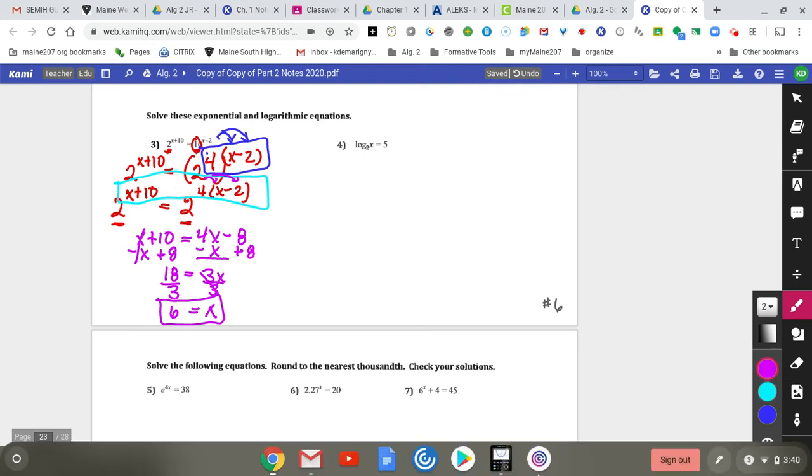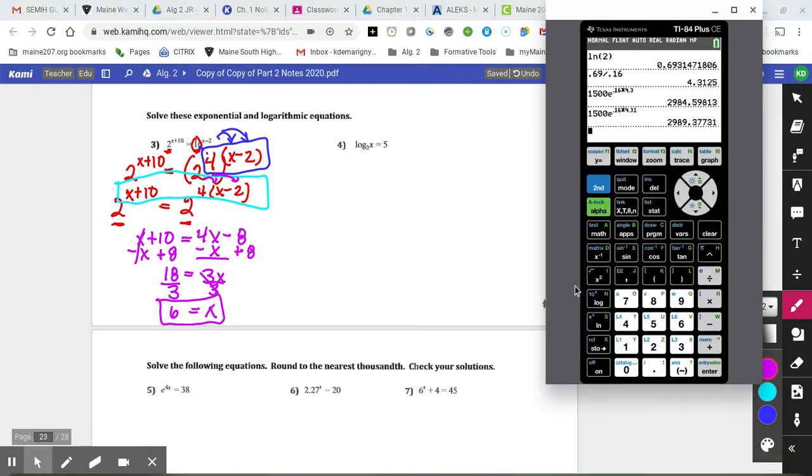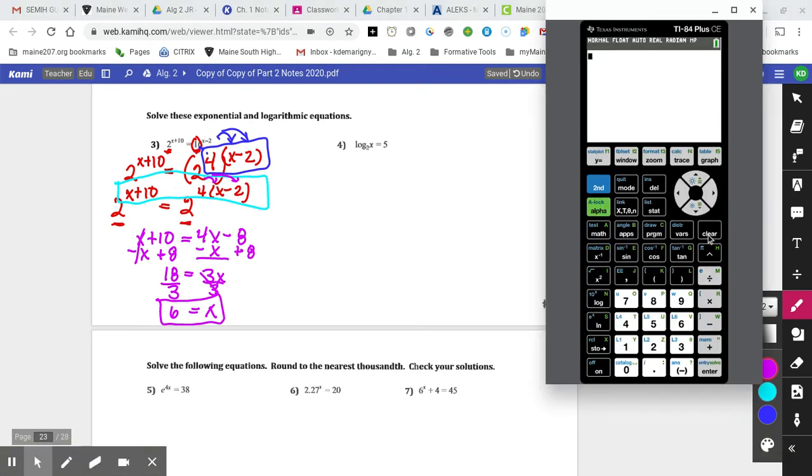Now, I need to check those. So remember, all of these, you should have the time to check every single one of them. So I'm going to clear this off. I'm going to go back and take 2 and raise it to the x plus 10, or the 6 plus 10 power. I didn't even want to add 6 plus 10. So I got 65,536. And then I just need to check the other side. I need to make sure that these two values are the same.